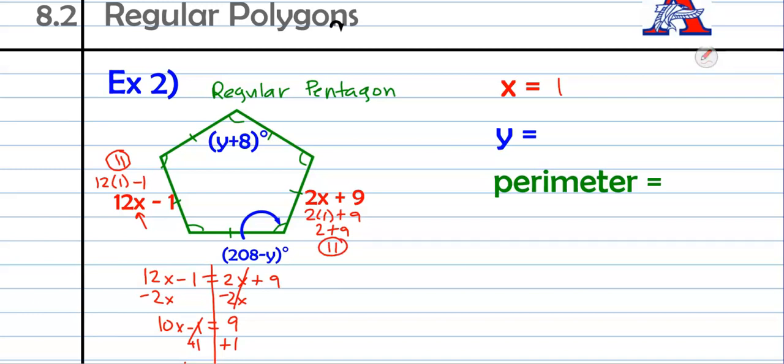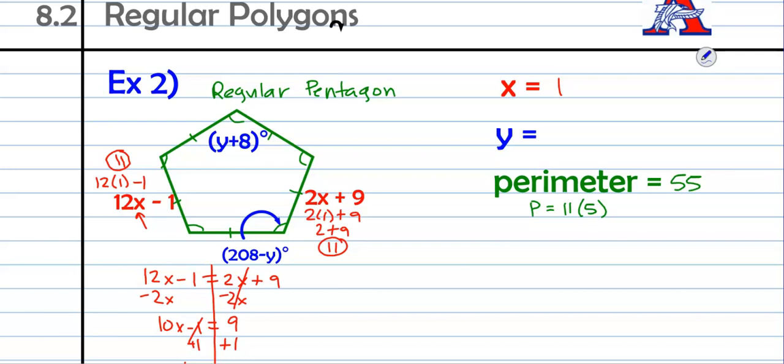So when we go to do perimeter, I think I'll do that next. Remember, perimeter is the length of one of your sides, which is 11, times the number of sides, which is 5. And 11 times 5 is 55. And then that just leaves us with solving for y.